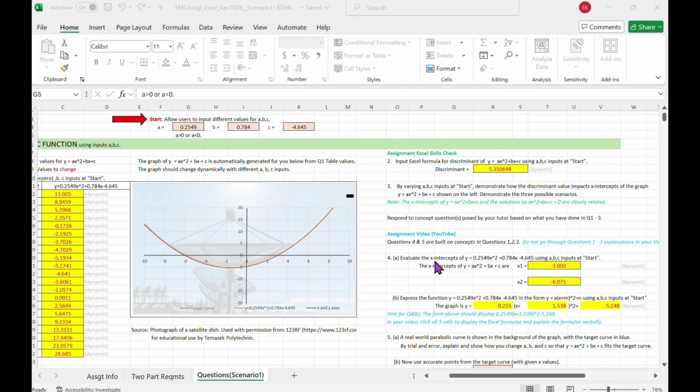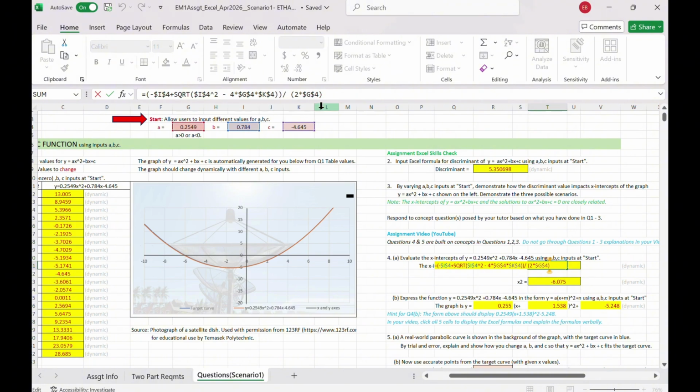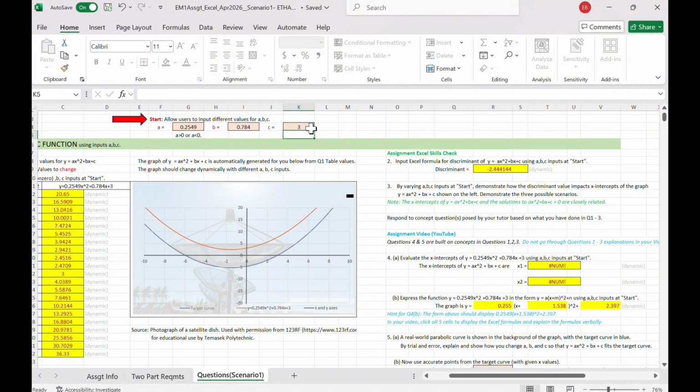For question 4a, I found the x-intercepts 1 and 2 of the quadratic curve by using the quadratic formula: minus b plus minus square root b squared minus 4ac over 2a. The x-intercepts change whenever I change the values of a, b, and c. I also realized that once c was 1 or more, there would be no real solution as the graph does not intersect the x-axis.